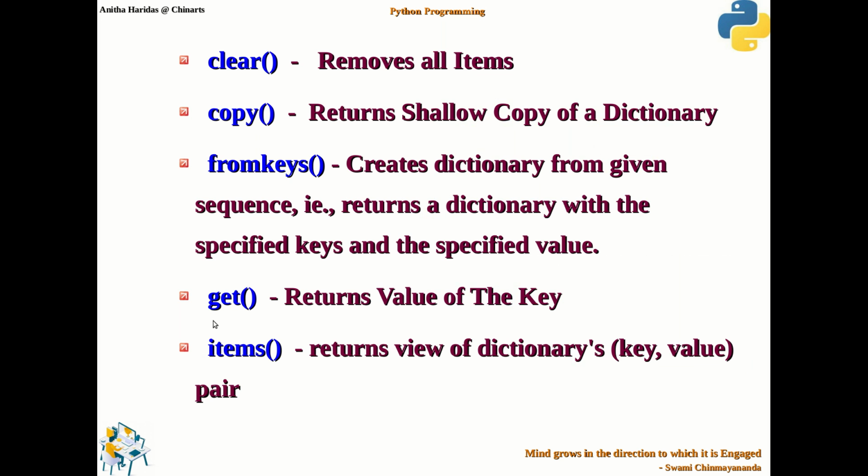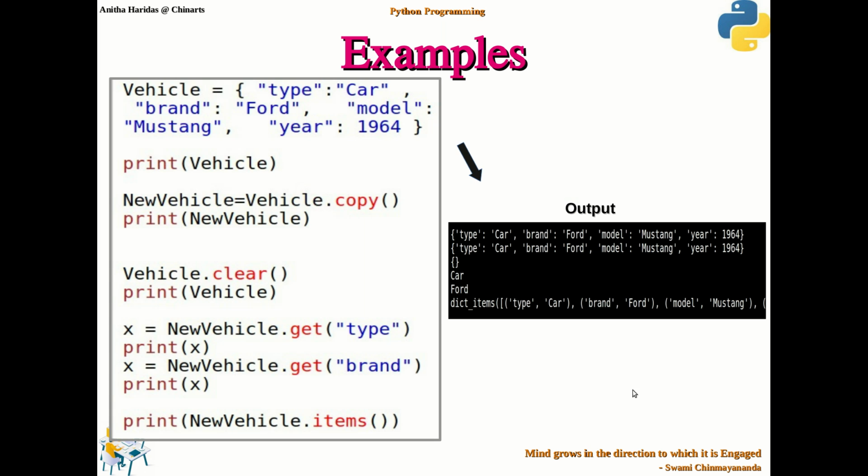And get is another method which returns the value of the key. So if you want to get the value of a particular key, we can use the get method. Items will return a view of the dictionary's key value pairs. So let us see how get and items work.